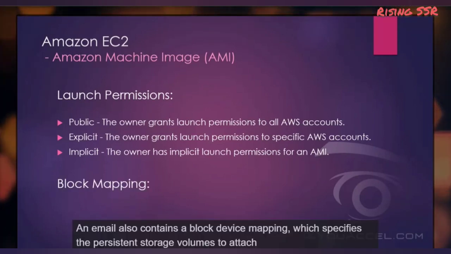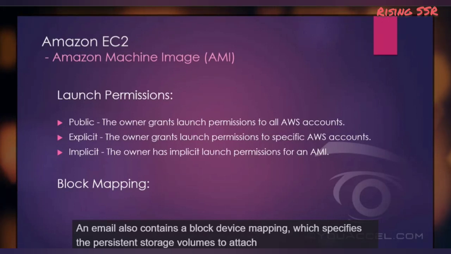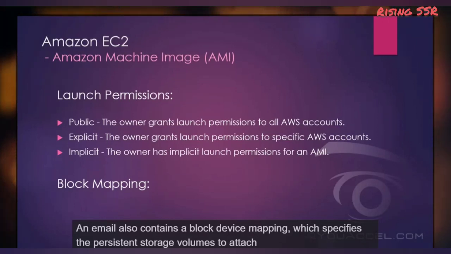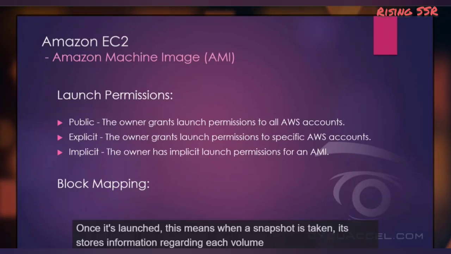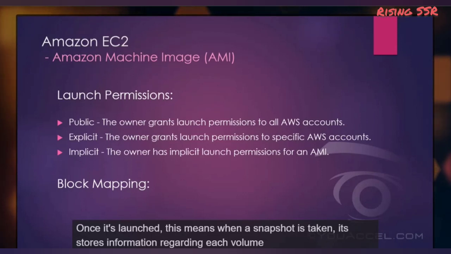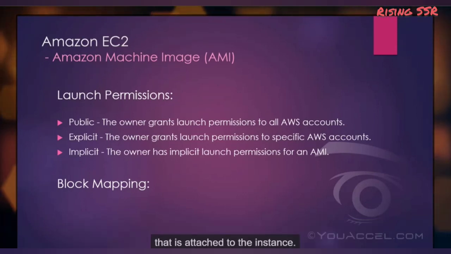An AMI also contains a block device mapping which specifies the persistent storage volumes to attach to the instance once it's launched. This means when a snapshot is taken, it stores information regarding each volume that is attached to the instance.